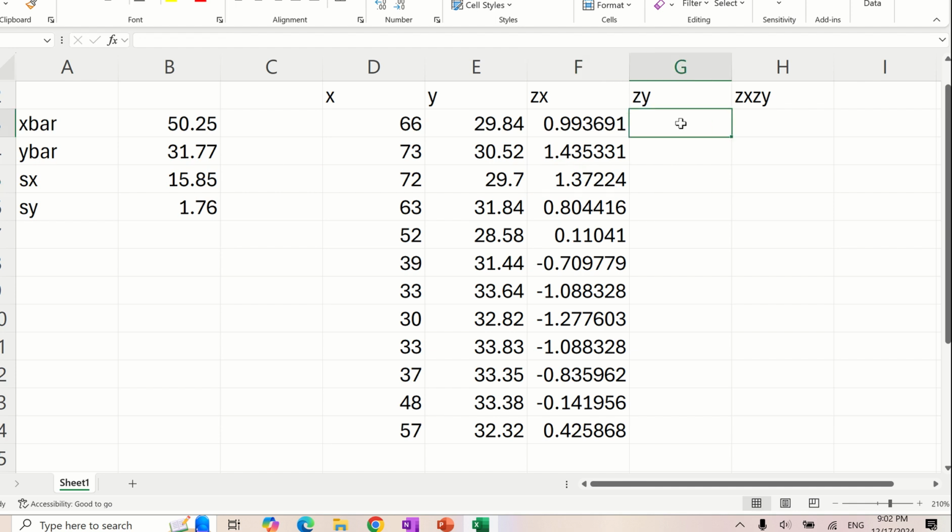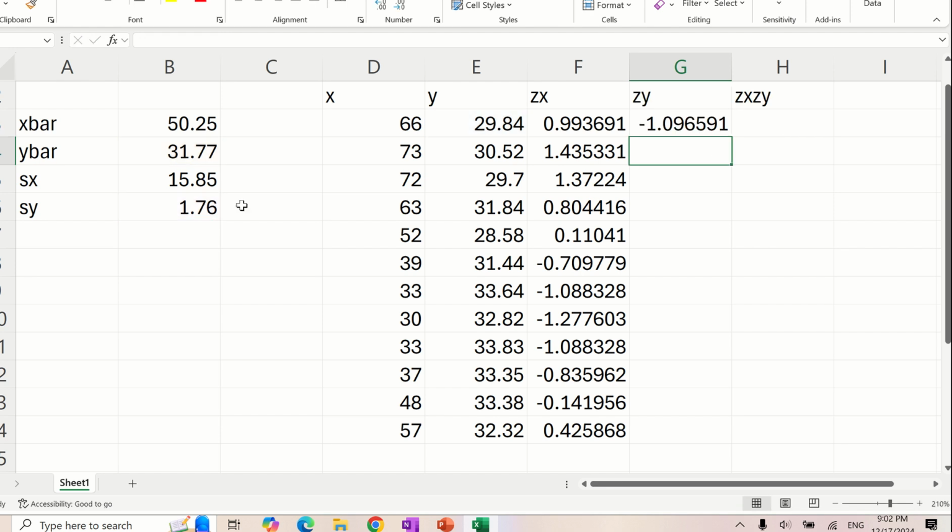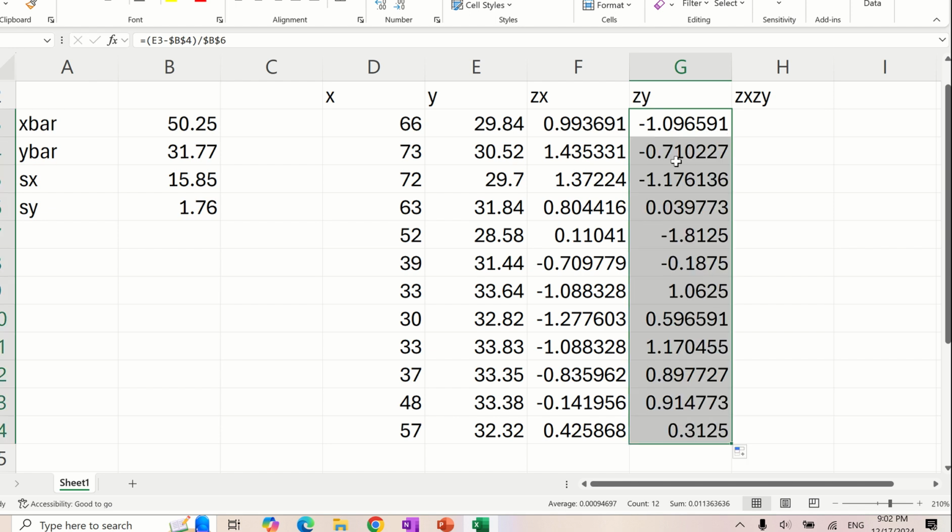All right, now let's do the ZY. ZY is Y. You got to make sure you put parentheses when you do this on the calculator. Y minus Y bar, I'm going to use the dollar key, divided by SY. If you want to do the dollar key, what I'm doing, it's F4. You got to hit F4 on the keyboard. All right, enter, and then copy and paste that formula. So this does it for all of them.